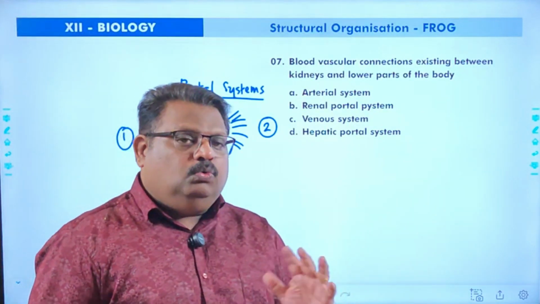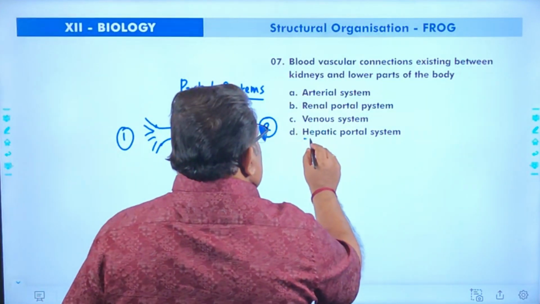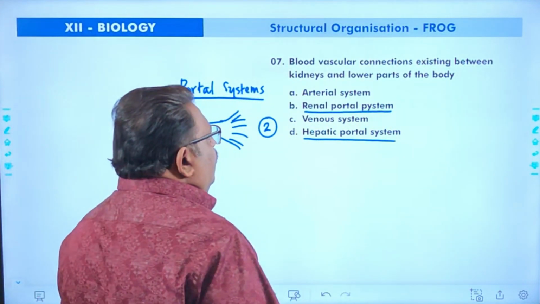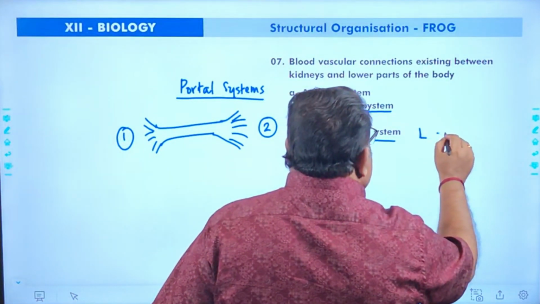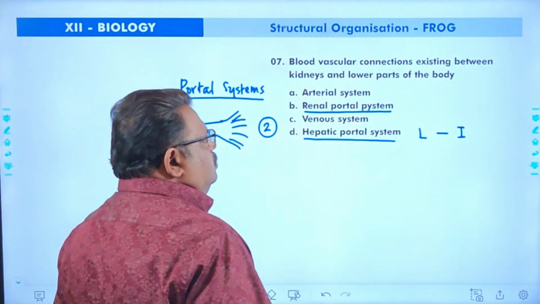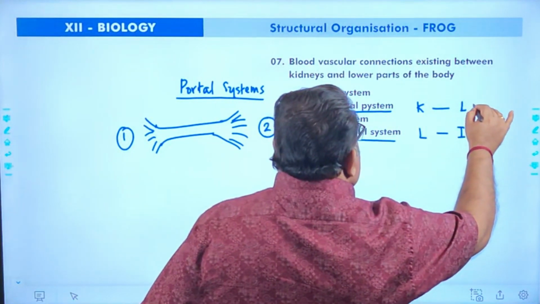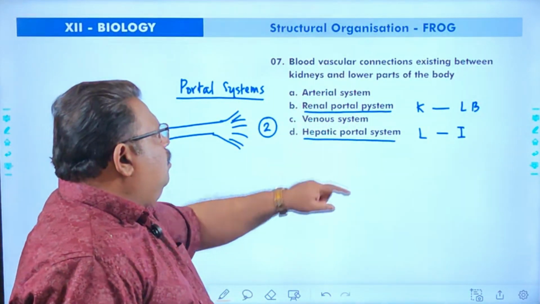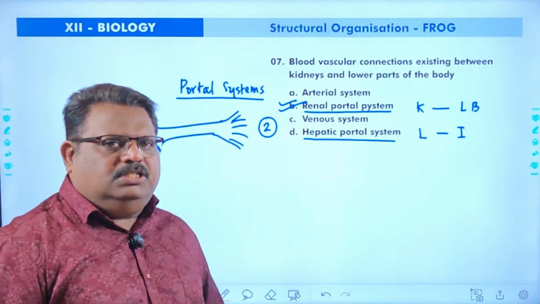In the case of frog, two types of portal systems are there. One is called hepatic portal system and the other one is called renal portal system. Hepatic portal system is existing in between liver and intestine, and renal portal system is existing in between kidney and lower body parts. So the blood vascular connection existing between kidneys and lower parts of the body is actually called renal portal system.